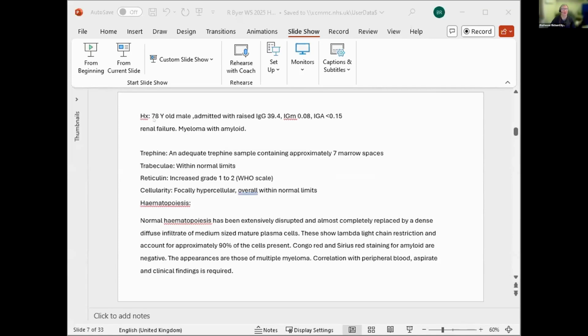It's a 78-year-old male. He was admitted with a raised immunoglobulin and with renal failure, and it was query myeloma and query amyloid.